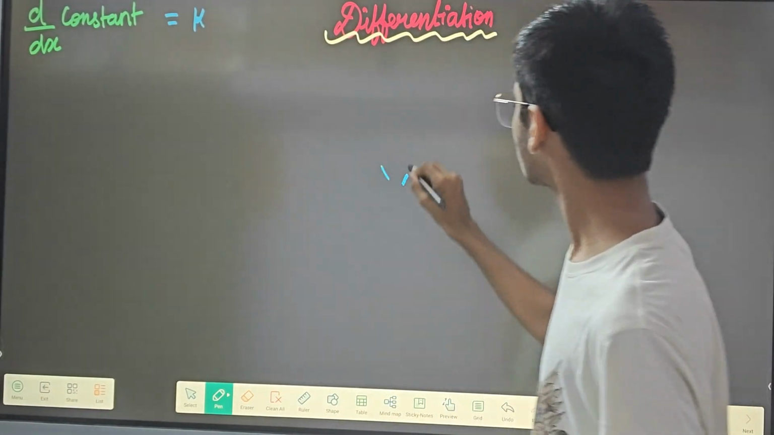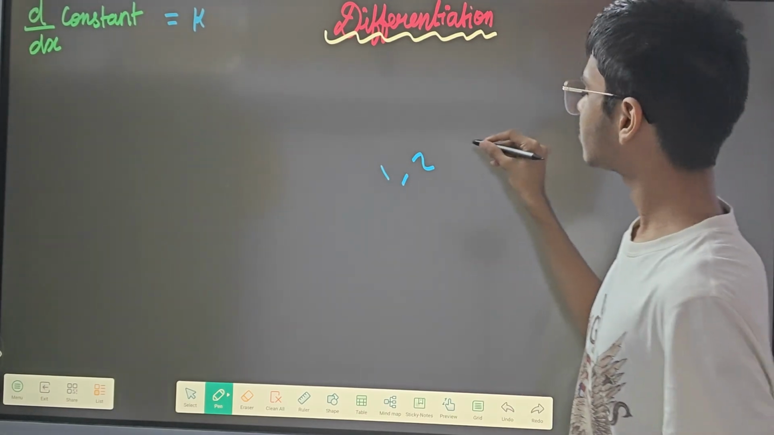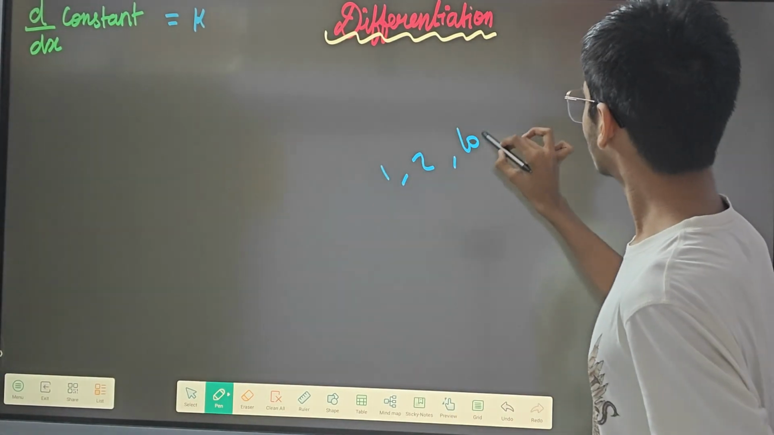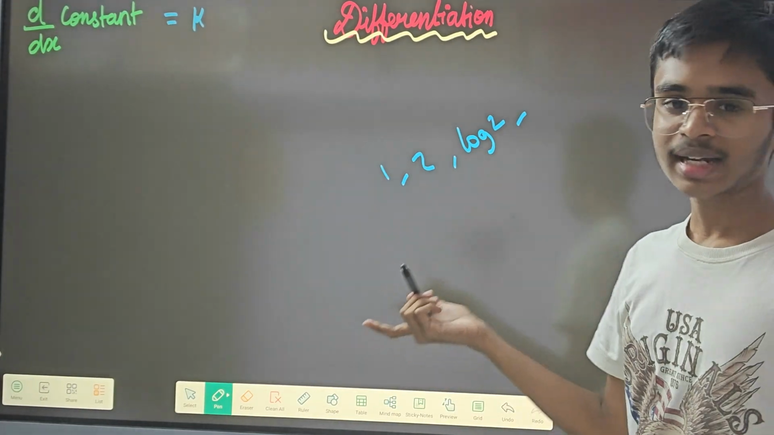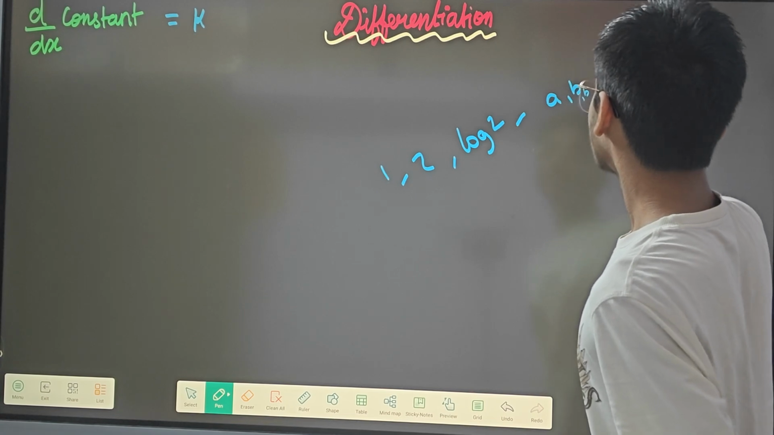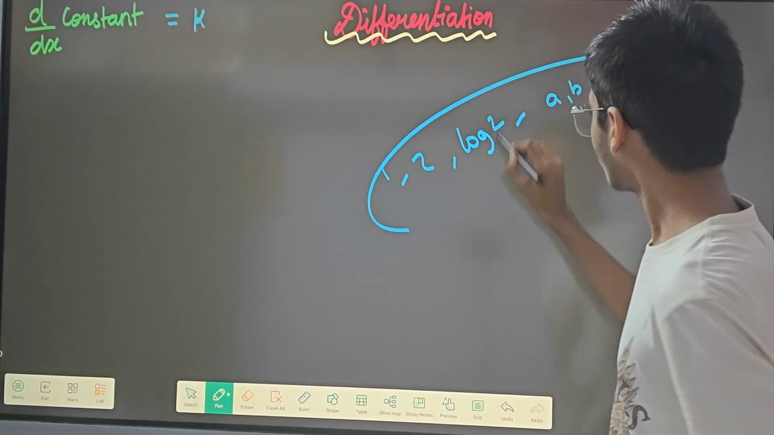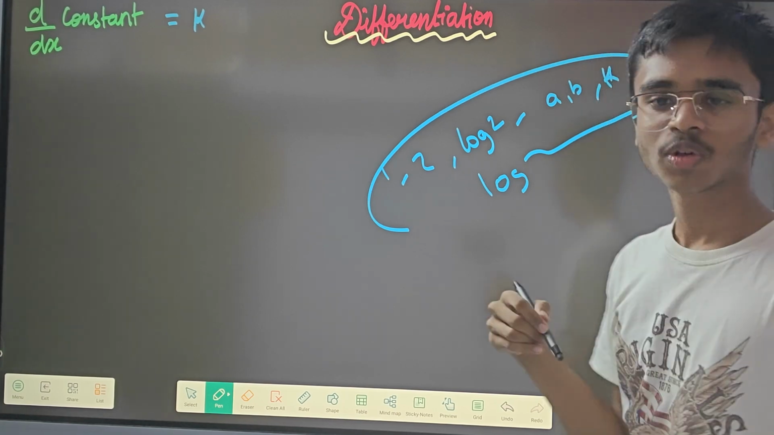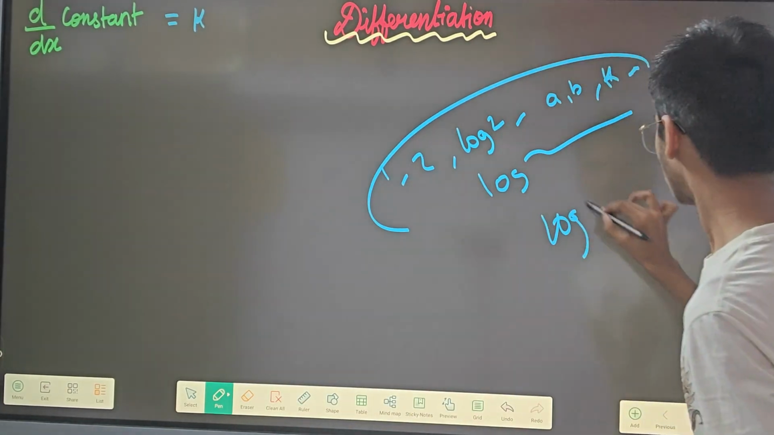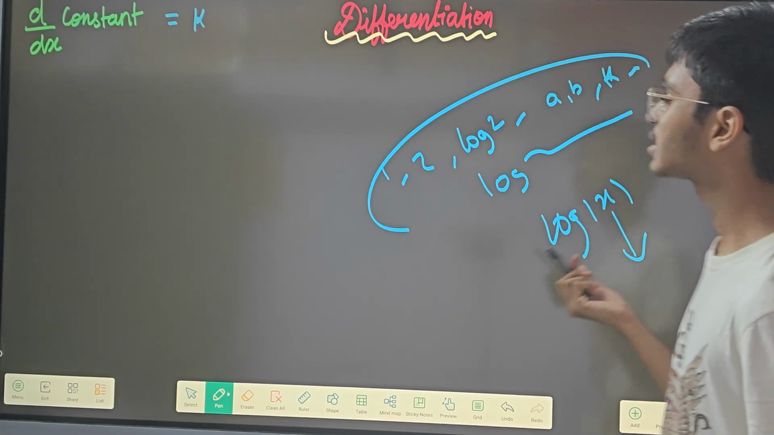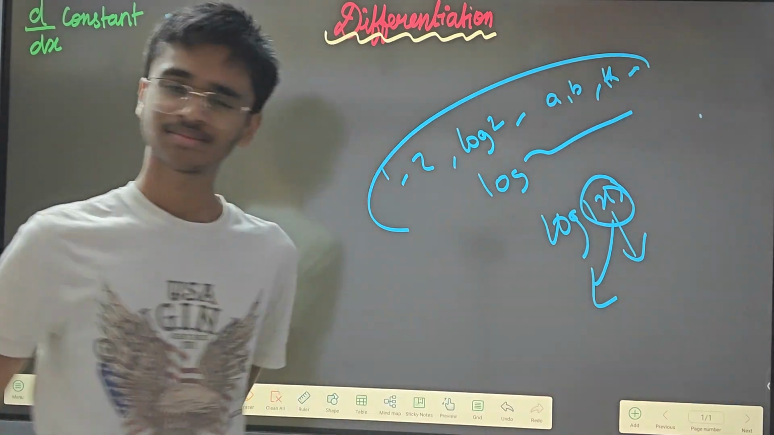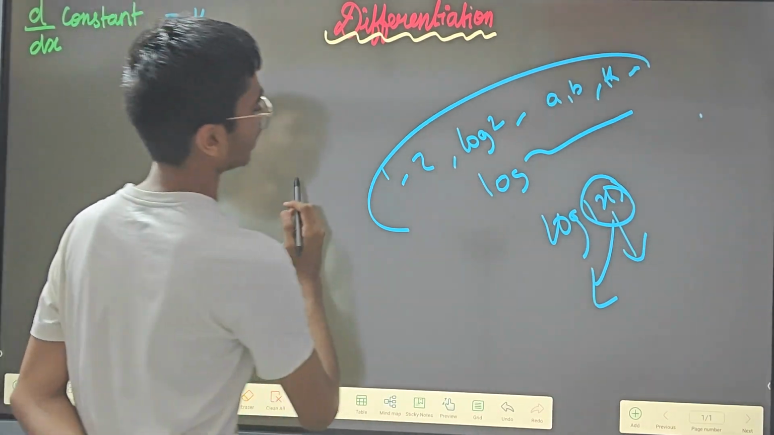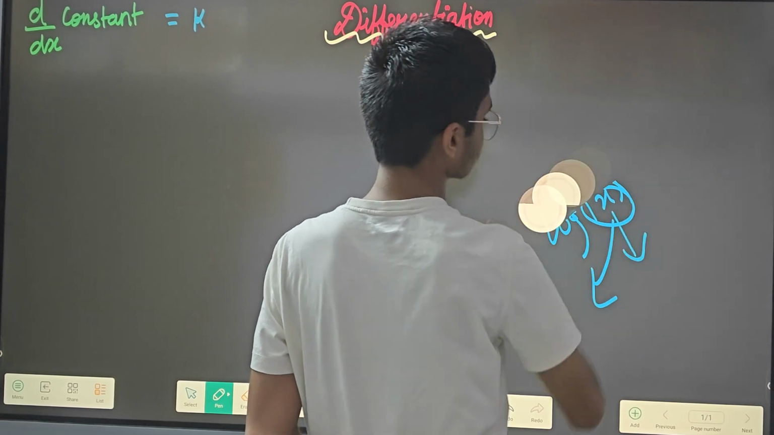But it need not be just k. Constant means what? It can be 1, it can be 2, it can be log 2. Even in a question they can say that a is a constant, b is a constant, and in that sense a is a constant, b is a constant, k is a constant. Not really log 2, log 3, any positive value of log. But log of x, where x is given, if it is log x then it means something different. Inside this log, if there is a constant, then it is also a constant only. So this is your first differentiation rule.